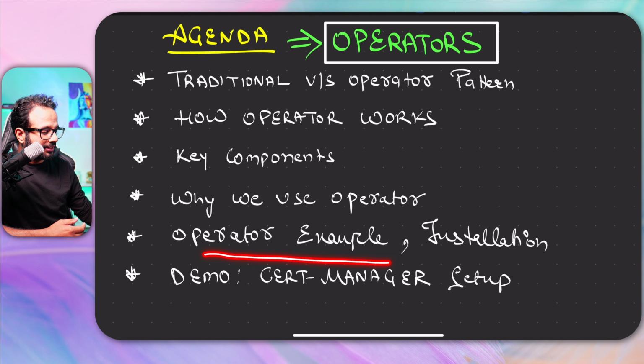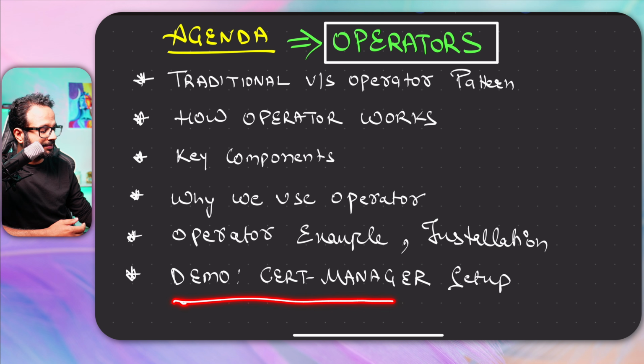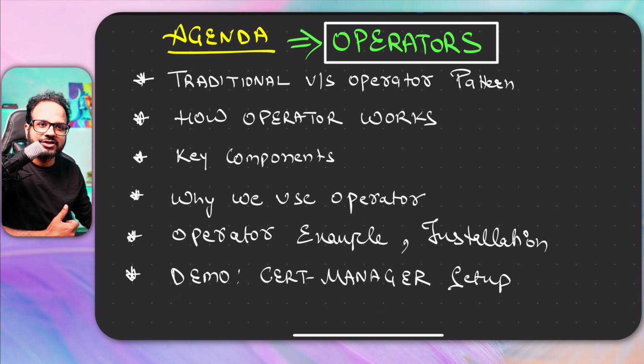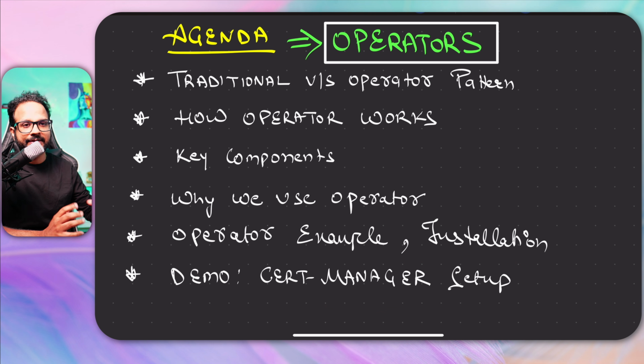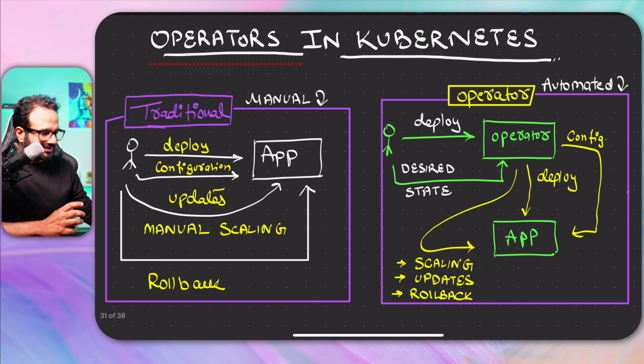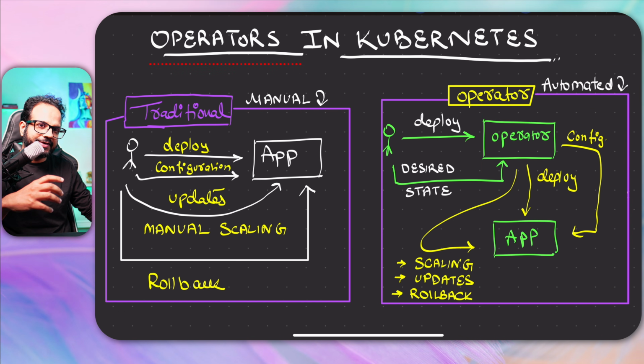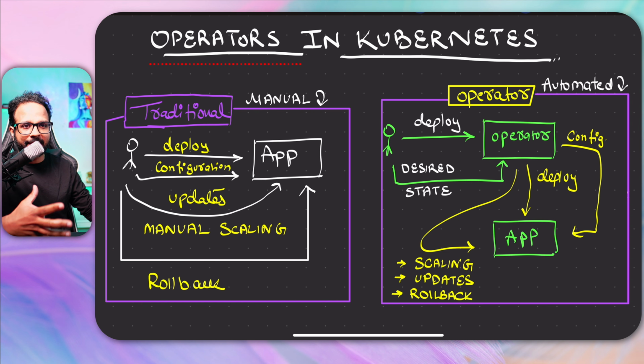Then we'll do the operator example installation, and the demo will be with the help of cert-manager. We'll be doing the entire setup end to end. Okay, so let's try to understand the difference between manual and automated or operator pattern in Kubernetes.